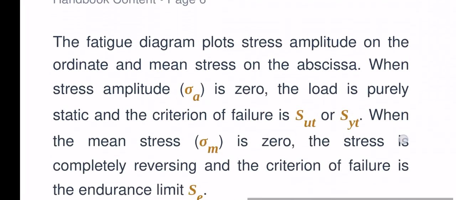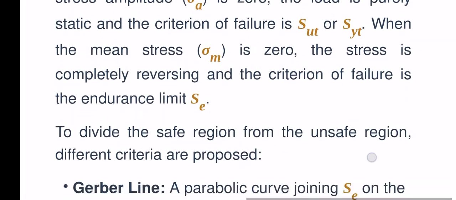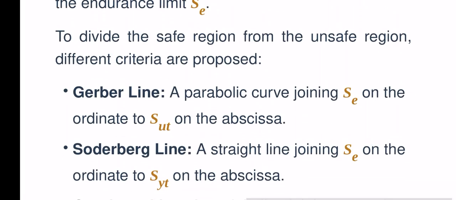The fatigue diagram plots stress amplitude on the ordinate and mean stress on the abscissa. When the stress amplitude sigma a is 0, the load is purely static and the criterion of failure is SUT or SYT. When the mean stress sigma m is 0, the stress is completely reversing and the criterion of failure is the endurance limit SE. To divide the safe region from the unsafe region, different criteria are proposed.